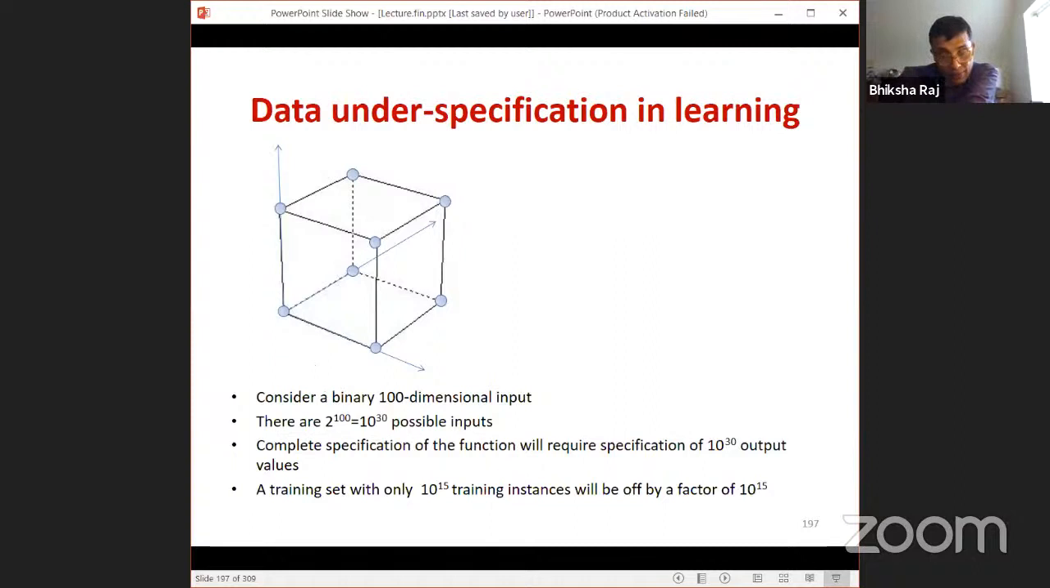Basically, it's as if I'm giving you no training data at all. To give you an idea, suppose I give you 1,000 trillion training examples and I had some finite length for the edge of this cube. It doesn't matter how small.